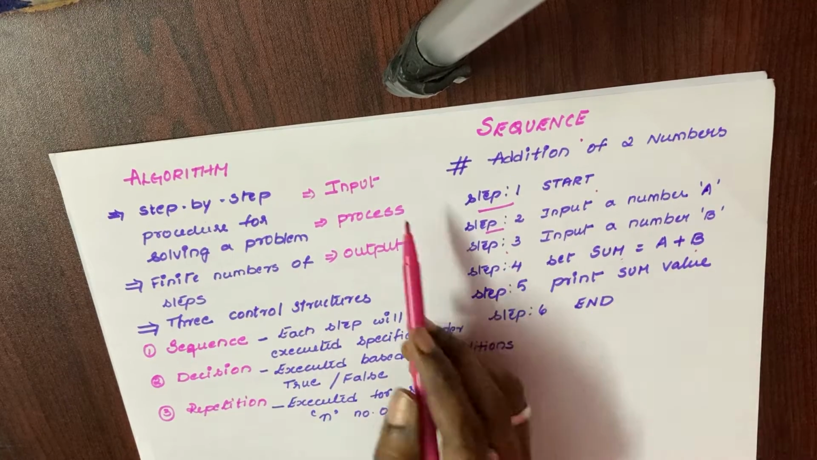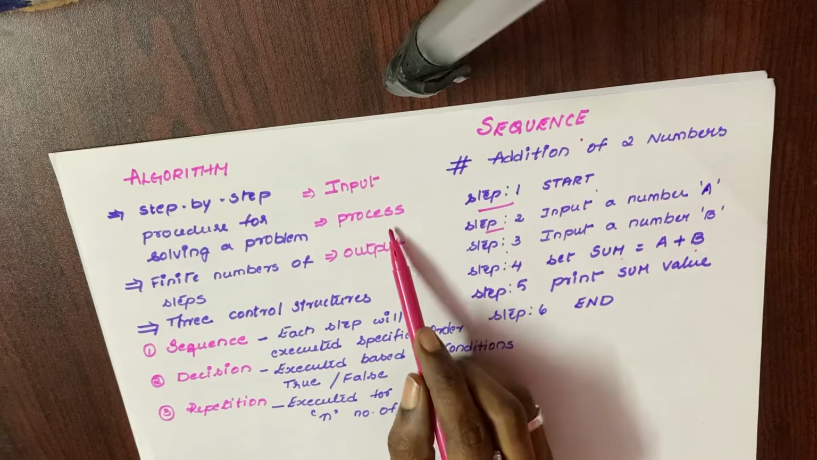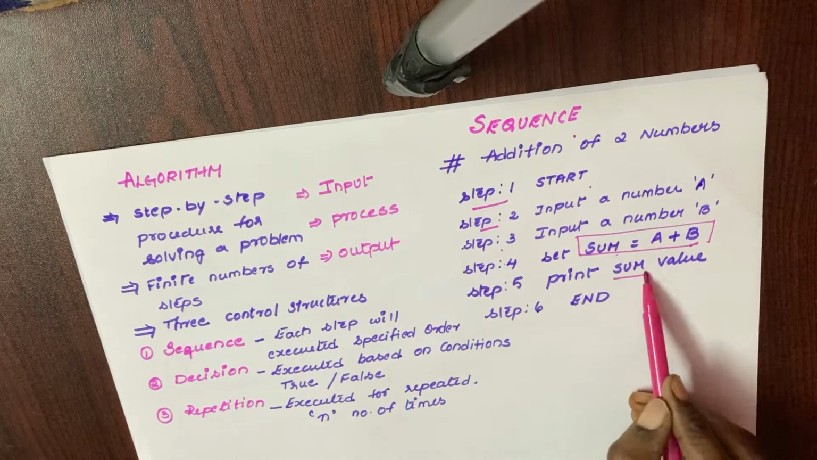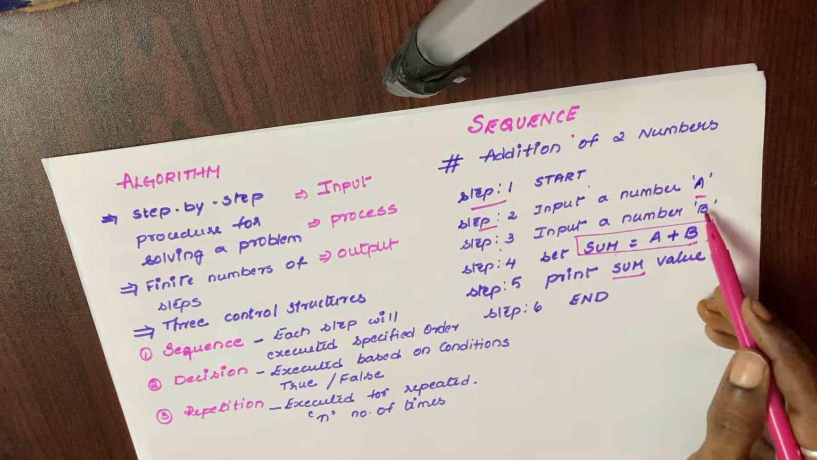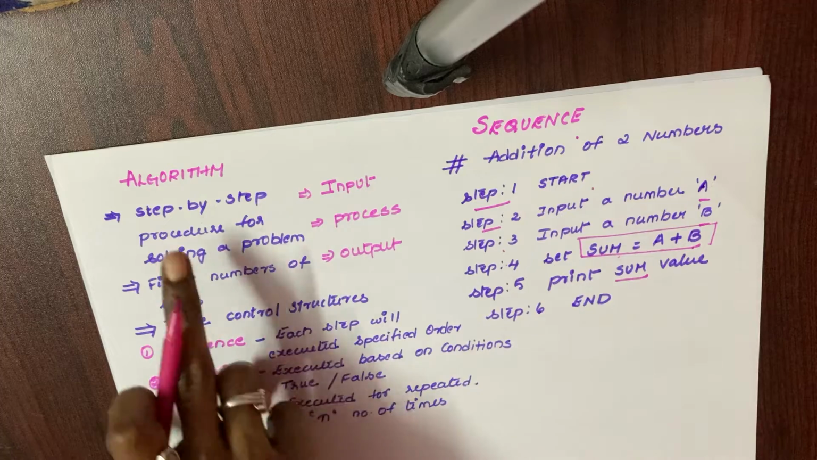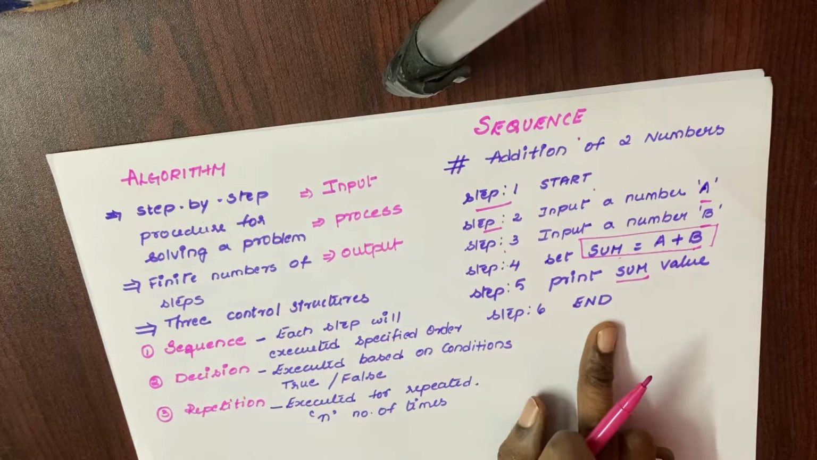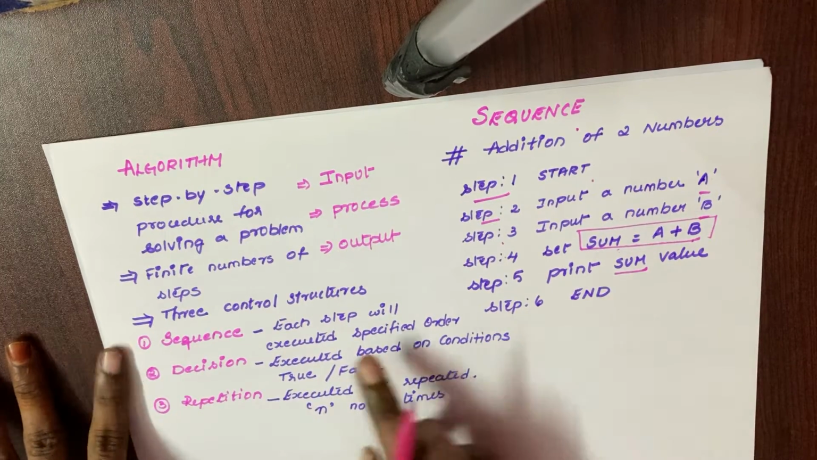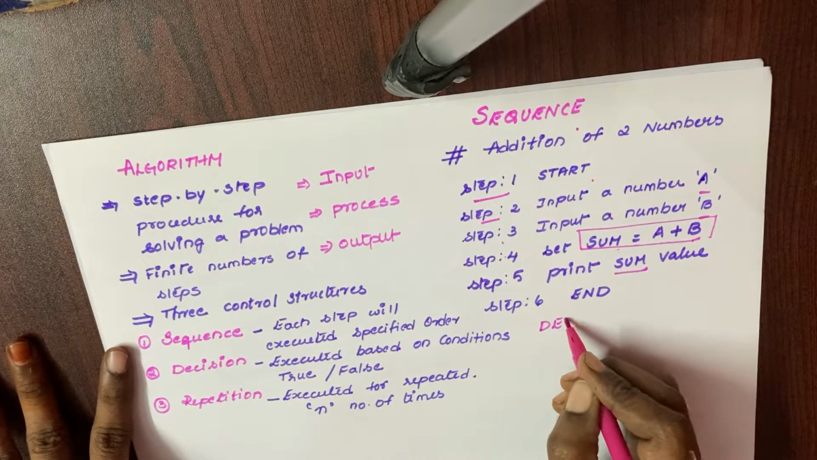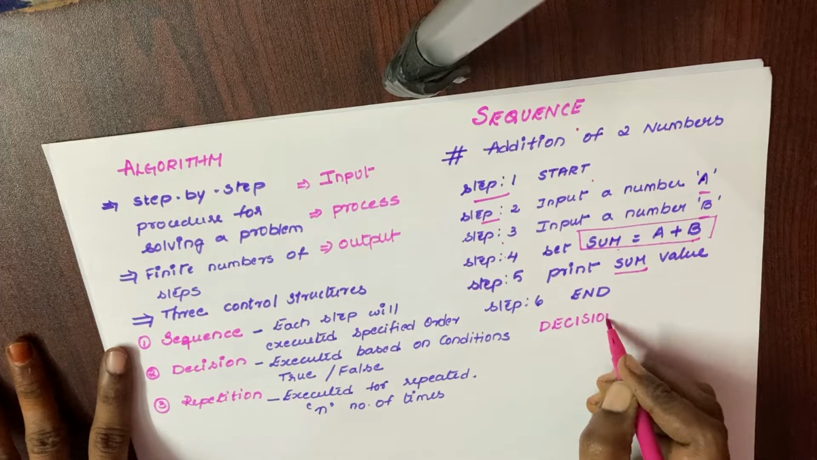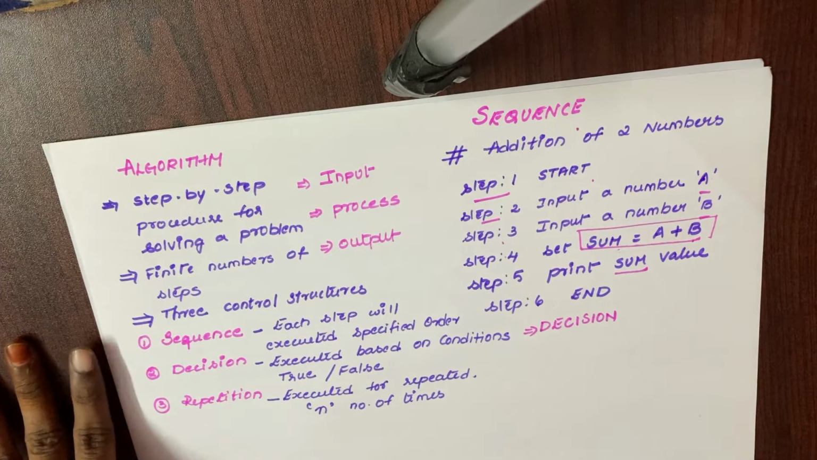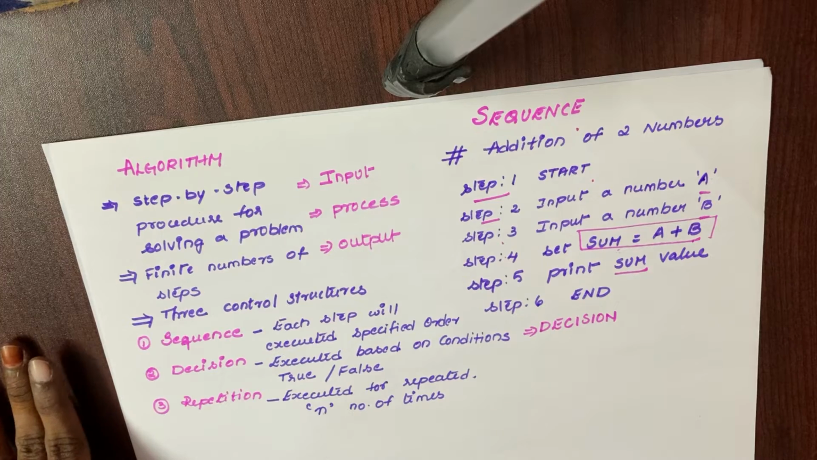So here the inputs are A and B, the process is sum equal to A plus B, and the output is sum. All these come under the sequence control structures, which follow the algorithm process. So this is an example for sequence. Now let's take another example, for the decision control structure.